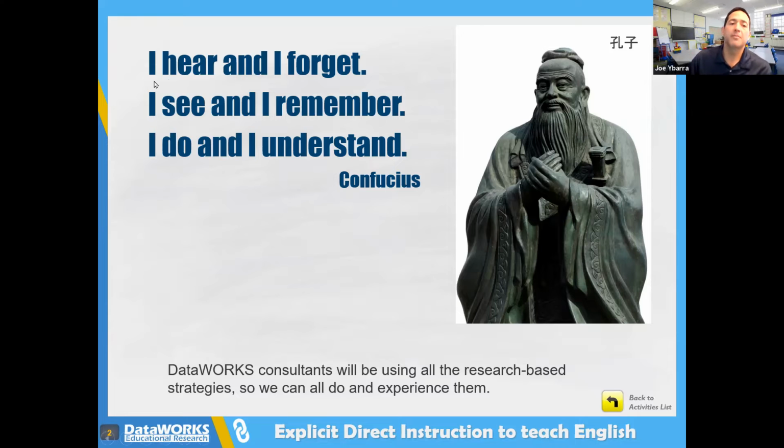So if everyone can read with me, ready, 1, 2, 3. I hear and I forget. I see and I remember. I do and I understand. Confucius. Okay, so he understood. He's probably one of the first researchers, though he wasn't a researcher, but he understood how the brain works and how we learn as humans.